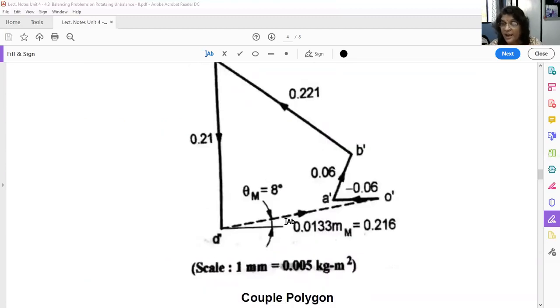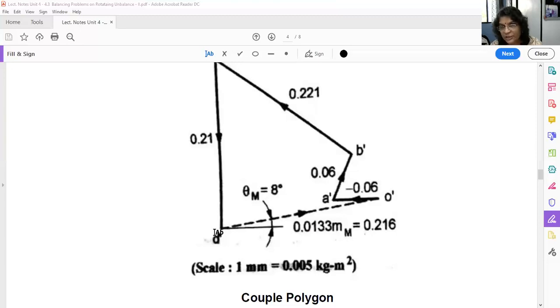How to measure the angle? I have already explained in the last lecture also. This is the vector which you got, the final vector. This is the start of the vector. This is the end of the vector. How to measure the angle of any vector? Always you have to draw a horizontal line at the start of the vector.